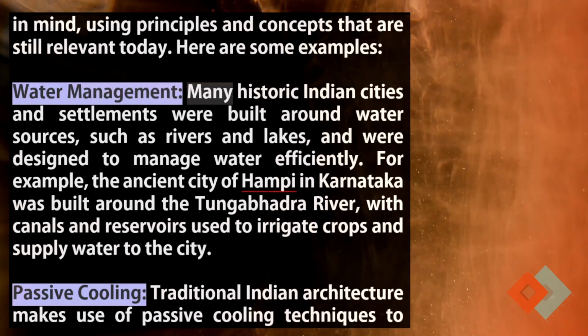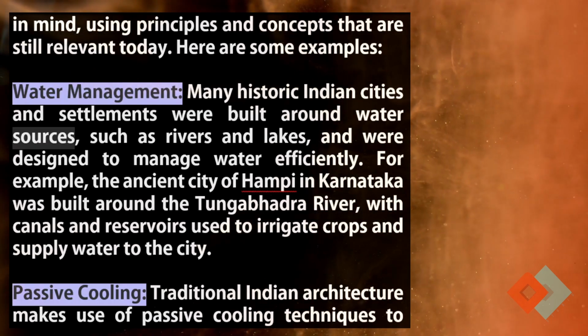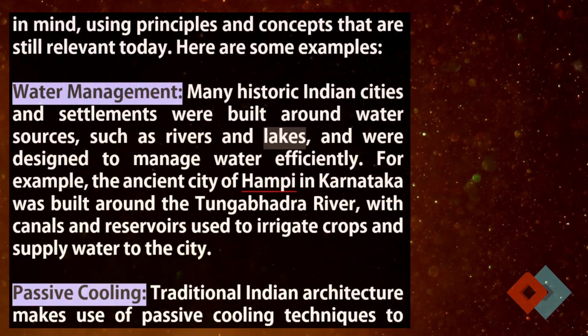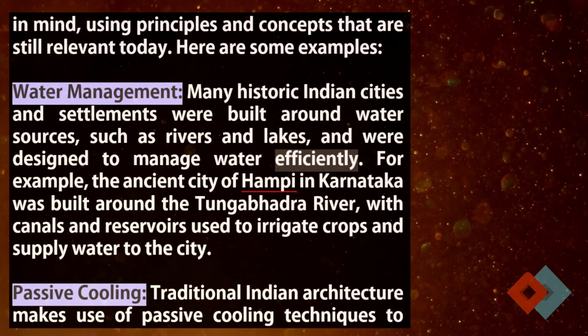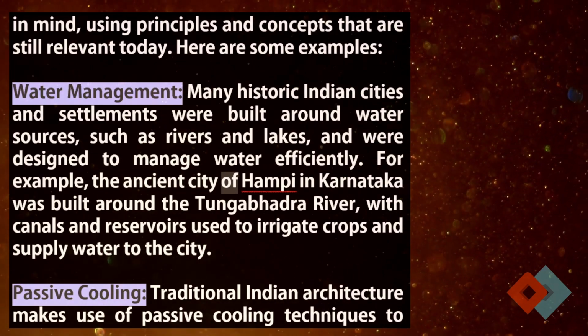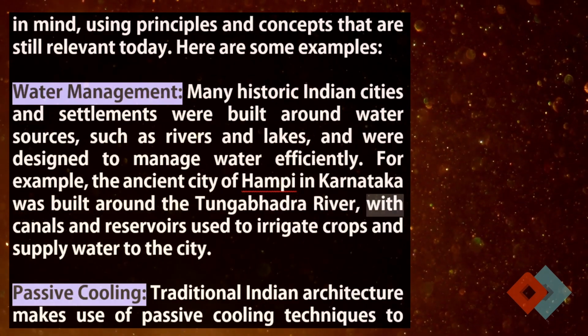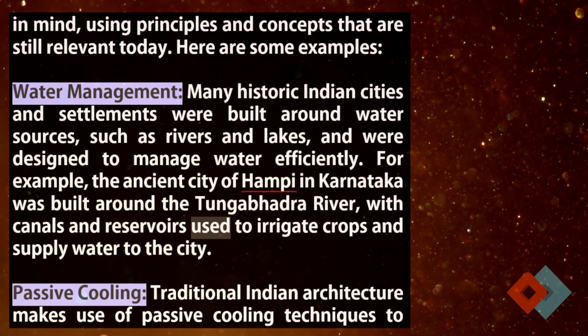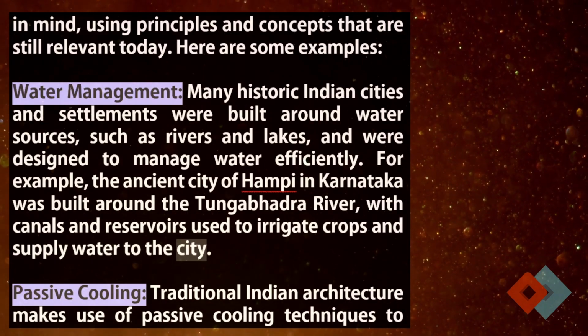Water management. Many historic Indian cities and settlements were built around water sources, such as rivers and lakes, and were designed to manage water efficiently. For example, the ancient city of Hampi in Karnataka was built around the Tungabhadra River, with canals and reservoirs used to irrigate crops and supply water to the city.